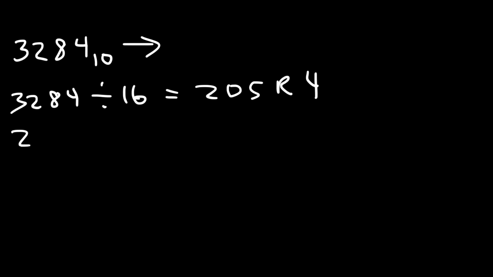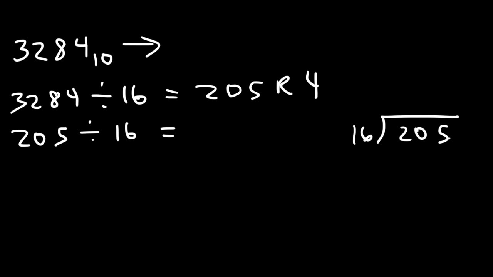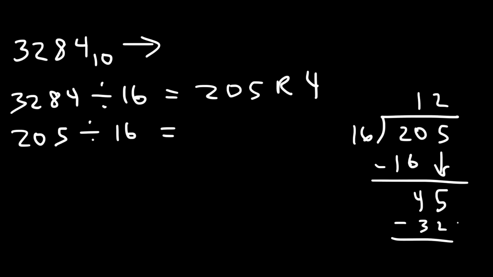So now we need to divide 205 by 16. So let's use long division. Let me do it over here. How many times does 16 go into 20? 16 goes into 20 one time. 16 times 1 is 16. 20 minus 16 is 4. And then we need to bring down the 5. Now, how many times does 16 go into 45? 16 times 2 is 32, but 16 times 3 is 48, which is too high. So it goes into it 2 times. And then 45 minus 32 is 13. So 205 divided by 16 is 12, remainder 13.